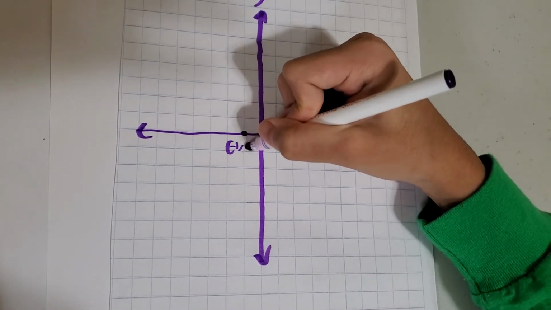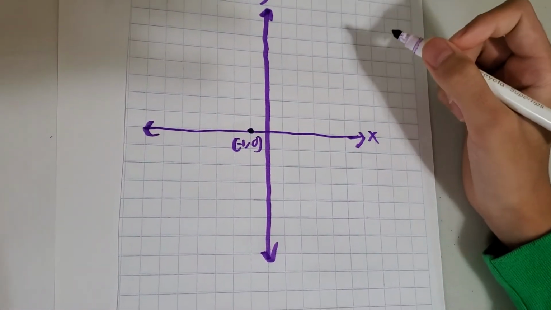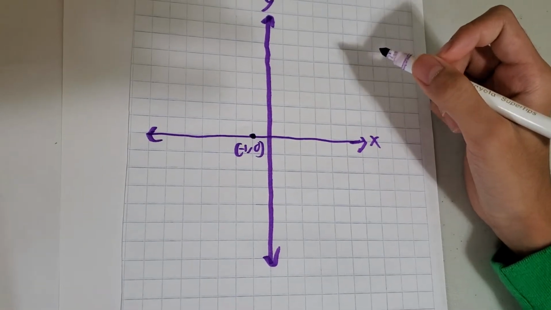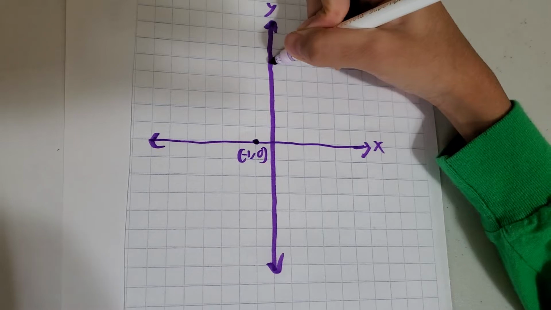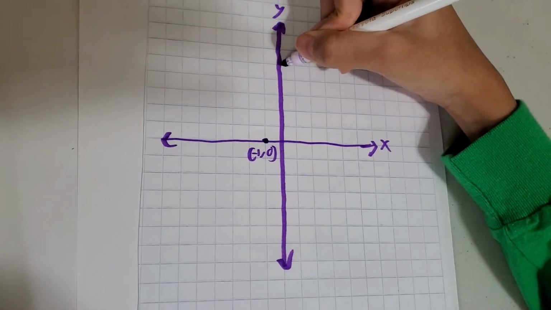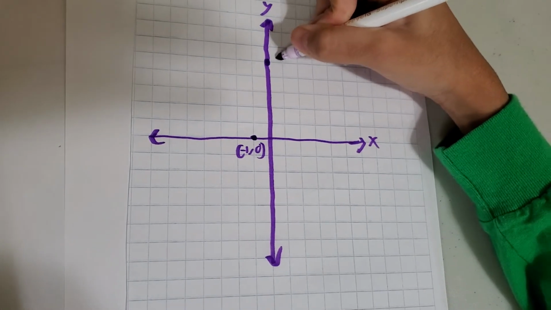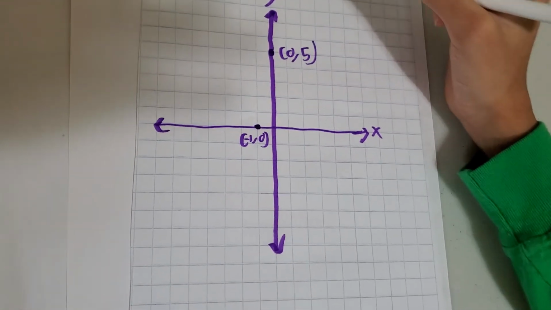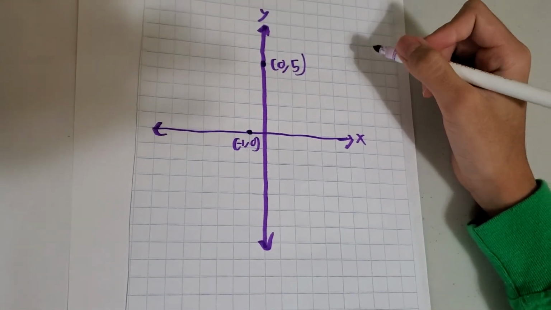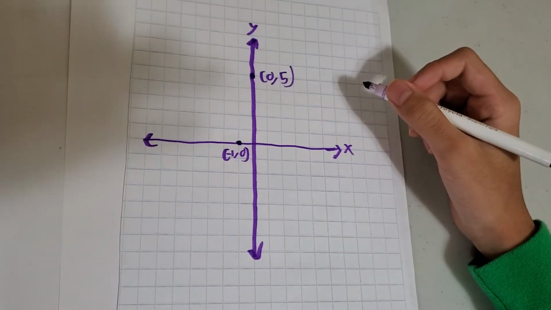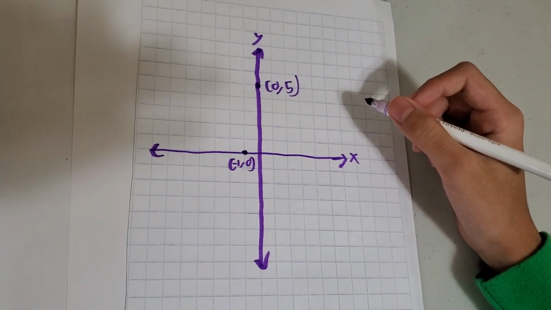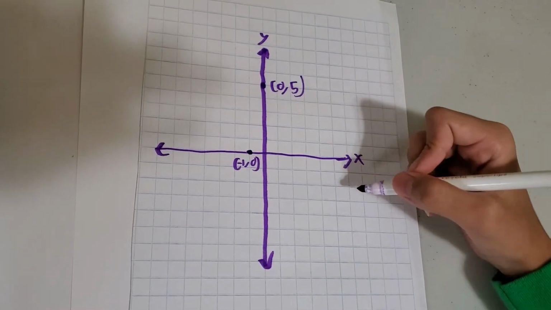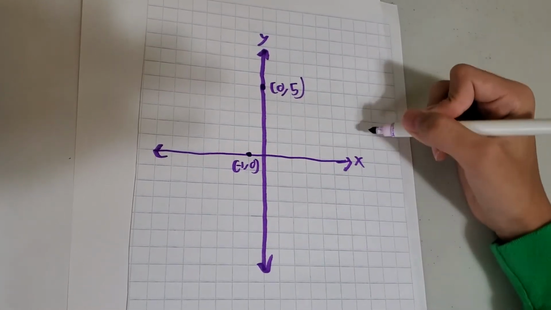(-1, 0). And we also know that this graph will pass through the point (0, 5). So 0, 1, 2, 3, 4, 5, like here. So (0, 5). We need to find the function, and we're going to sketch the function. Generally, quadratic functions are a parabola, so they have sort of a U shape.